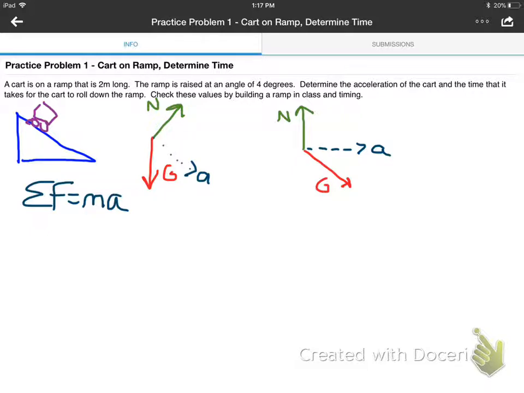So we look at the forces. Normal's not in the x, but gravity is, but it's not all in the x, so we have to do g cosine theta equals ma. So that brings us to the question of what angle is theta?